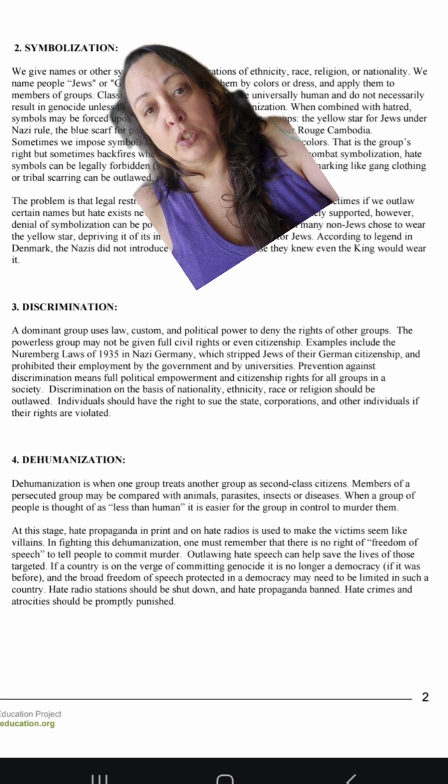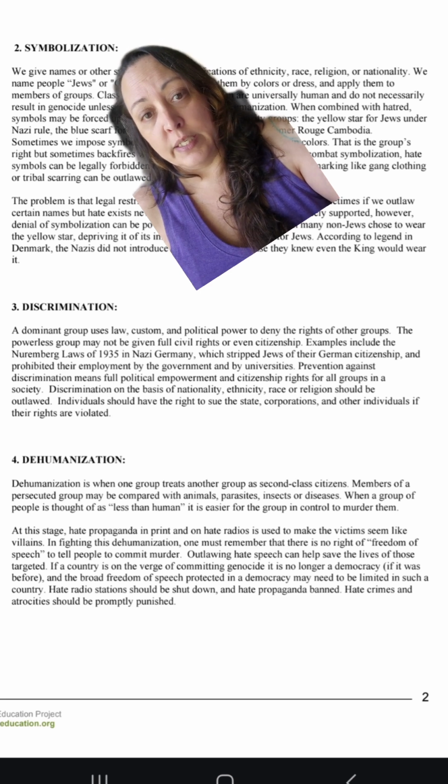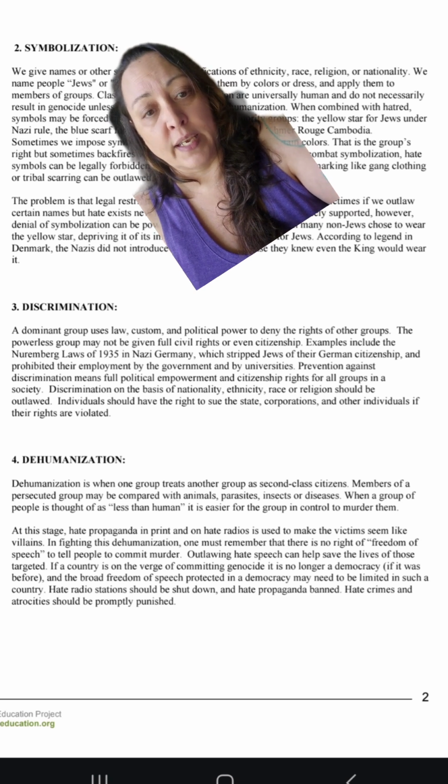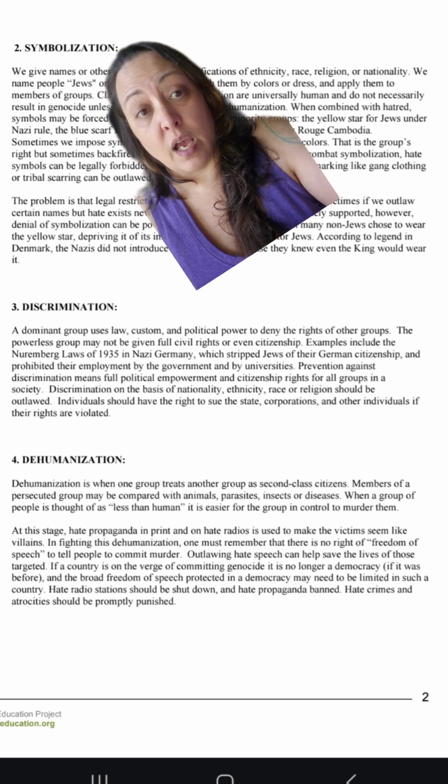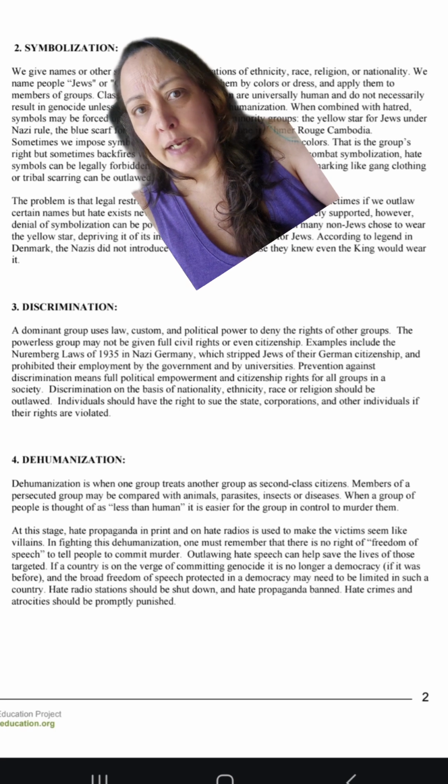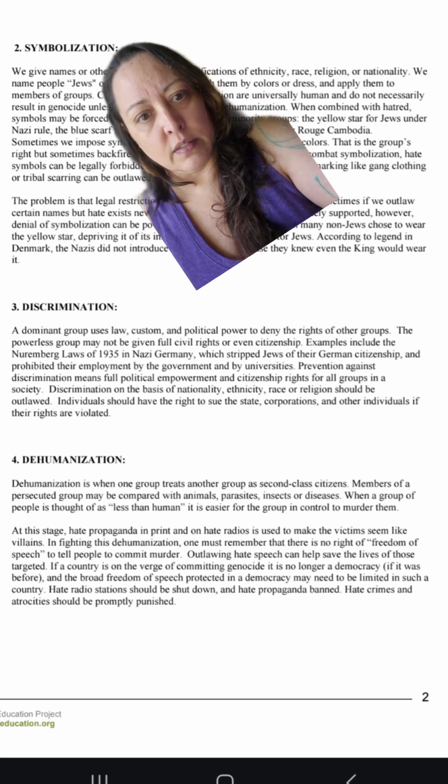Prevention against discrimination means full political empowerment and citizenship rights for all groups in a society. Discrimination on the basis of nationality, ethnicity, race, or religion should be outlawed. Individuals should have the right to sue the state, corporations, and other individuals if their rights are violated. We know they're trying to do away with birthright citizenship and trying to strip other citizens of their citizenship as well, and even deporting citizens.